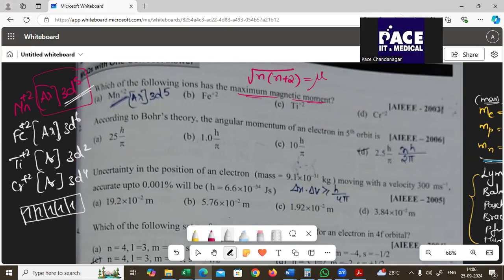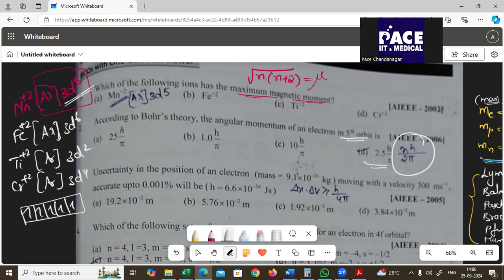And according to Bohr's theory, the angular momentum of an electron in the fifth orbit is, angular momentum formula is nh by 2 pi, right? Angular momentum we've already written, mvr is equal to nh by 2 pi. So just substitute that. Fifth orbit, n stands to be 5. So 5 by 2 is 2.5 into h by pi.